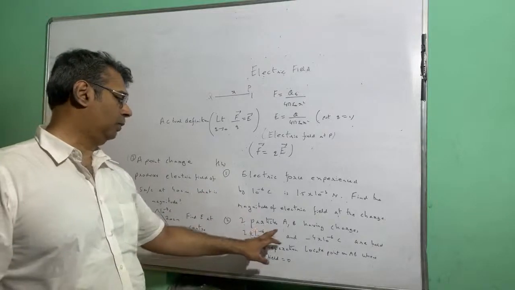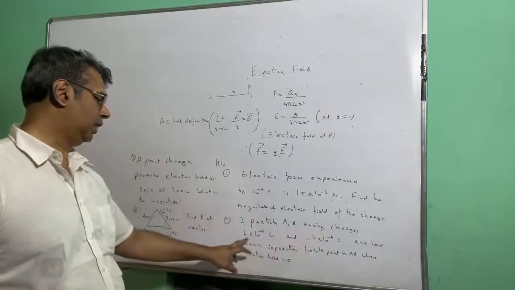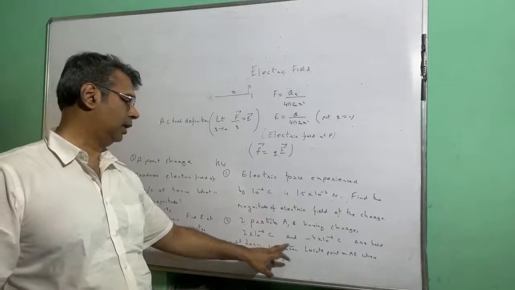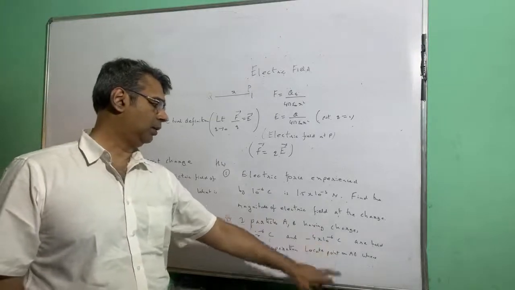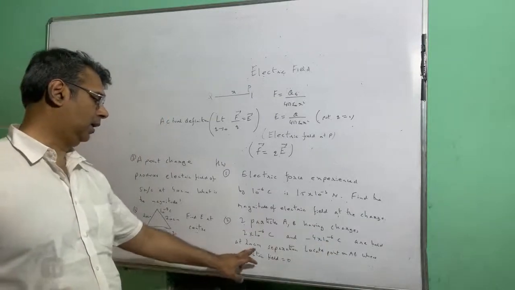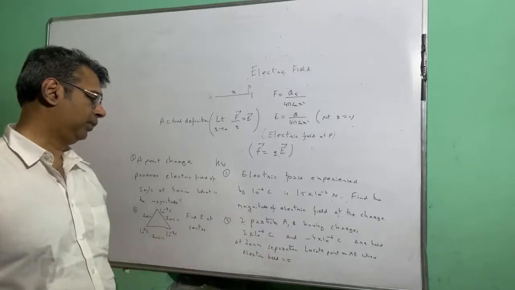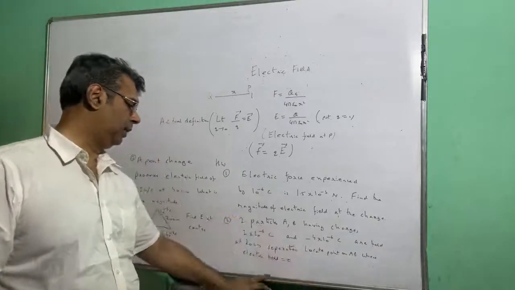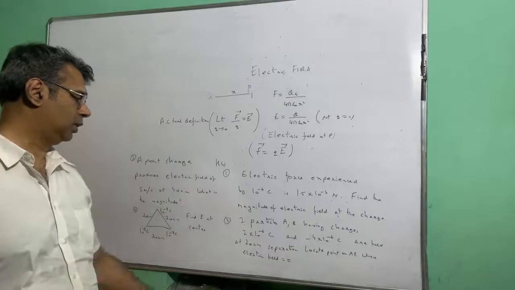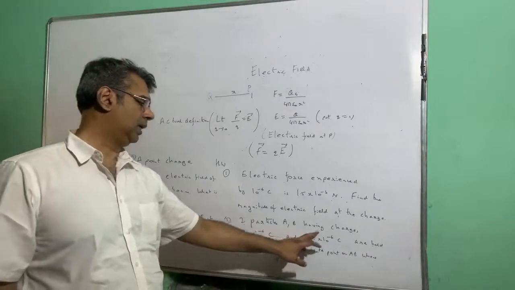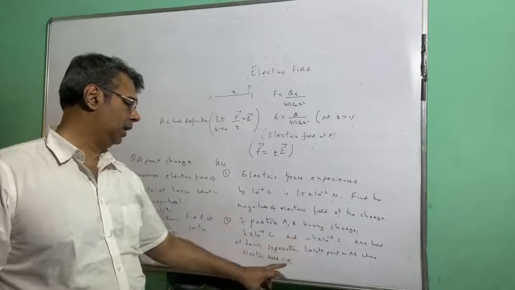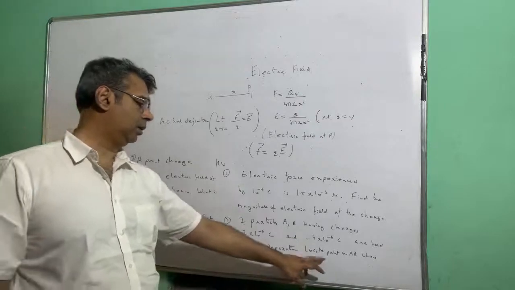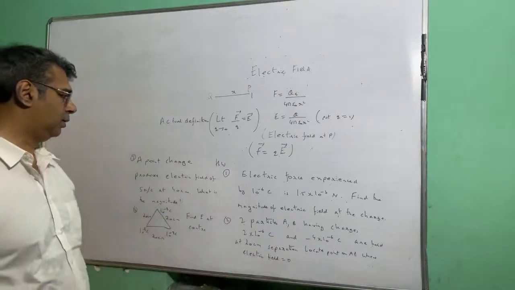Question number 2. Two particles A and B having charges 2 into 10 to the power minus 6 coulomb and minus 4 into 10 to the power minus 6 coulomb are held at 20 centimeter separation. So locate the point on AB where the electric field is 0. This is question number 2. Two particles A and B having these charges are held 20 centimeter apart. Locate the point on AB where the field is 0.